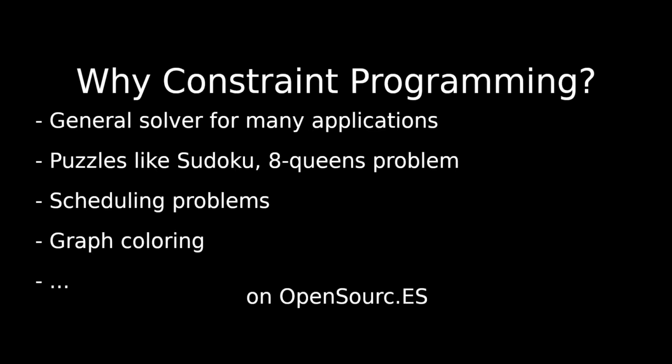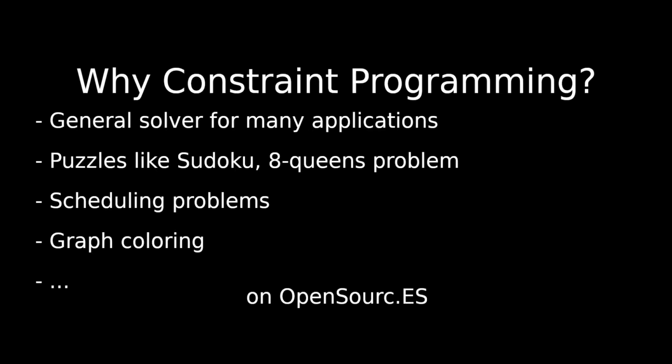So we can solve simple puzzles like Sudoku, 8 queens problems or variants of Sudoku like killer Sudoku, which I do in the blog as well. One big thing is, for example, scheduling problems, so timetable problems. If you want to create a timetable for university or for workers in a company, you can use constraint programming as well. And another quite famous example, I would say, is graph coloring.